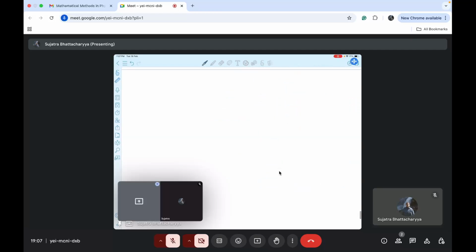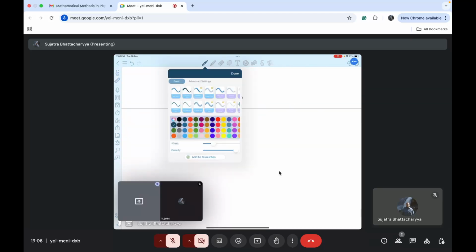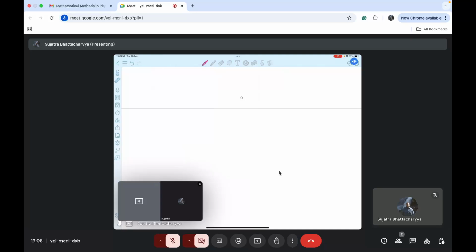Fine. So once we do that, now we can go ahead with the complex Fourier series, which is the next topic. So let's do that. This complex Fourier series will lead to the Fourier transform also. And we'll stop after the Fourier transform because that is the last part. And then we can solve some questions in the remaining time.